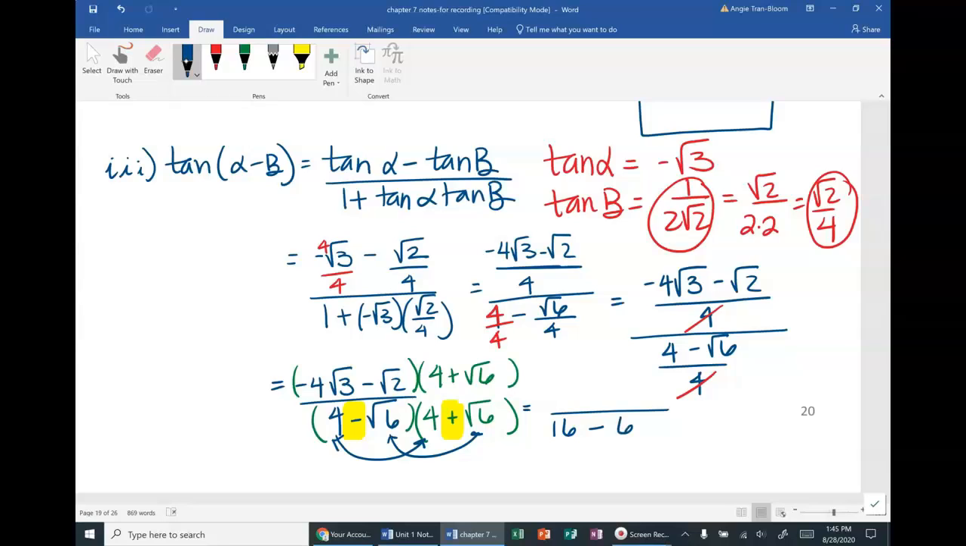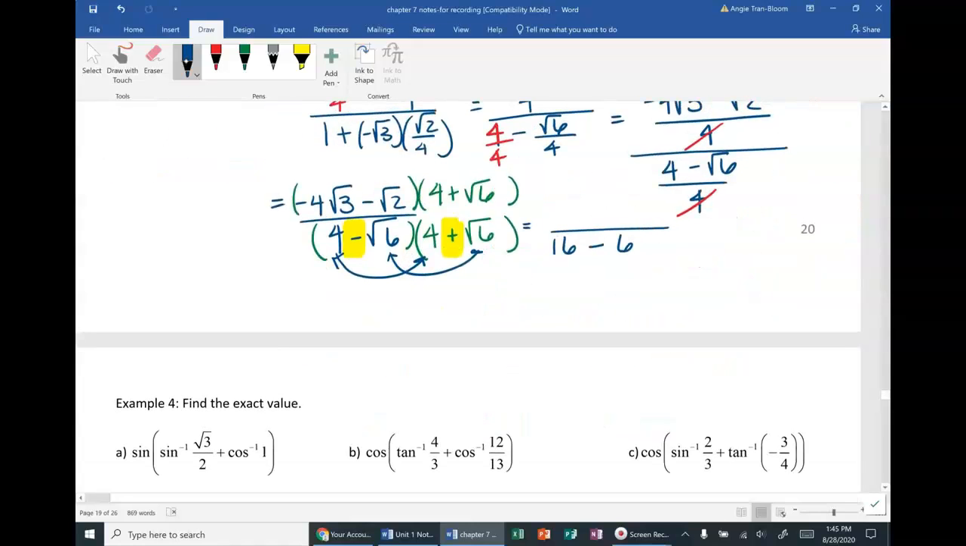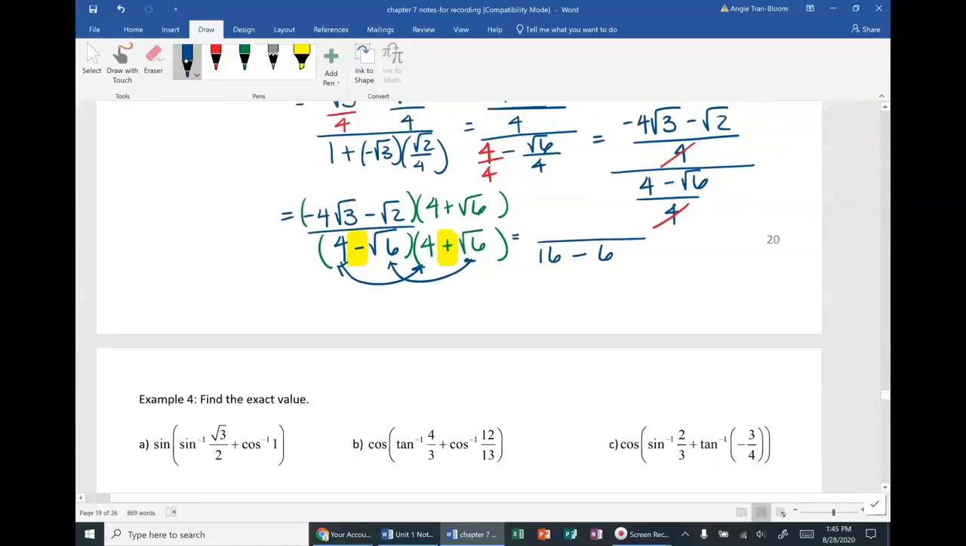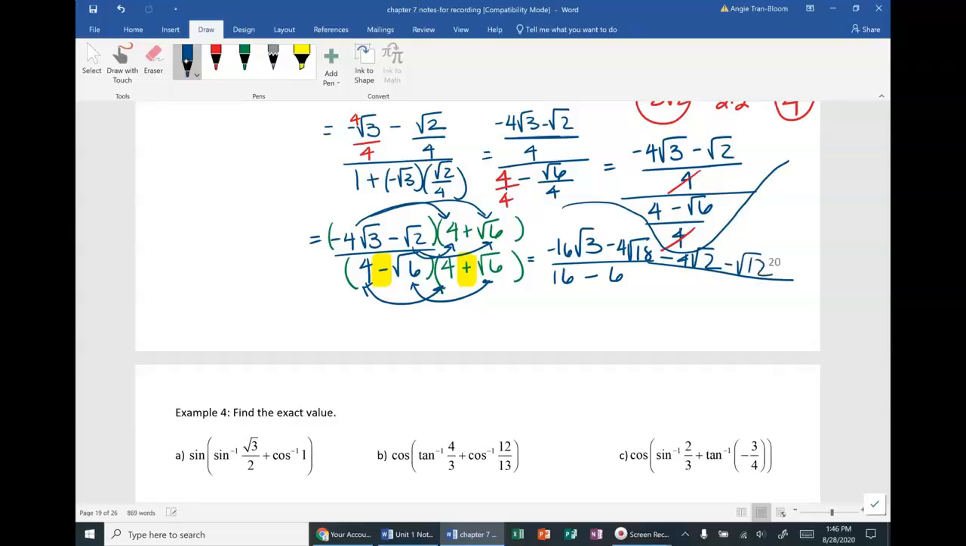Now on the numerator, they are definitely not conjugates, so I will FOIL everything out on the numerator, moving that up a tad bit. Hopefully you have more space than I do currently. Okay, so this guy. Negative 4 rad 3 times 4, negative 16 rad 3. Negative 4 rad 3 times rad 6, that's negative 4 square root of 18. Keep on going. Numerator, negative rad 2 times 4, that's minus 4 rad 2. And last, that's going to be negative rad 12.